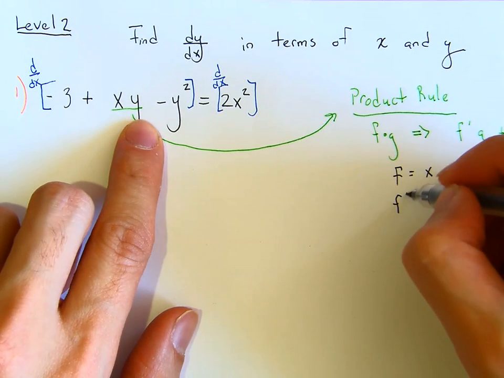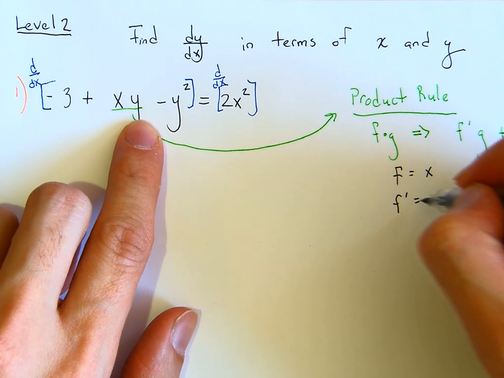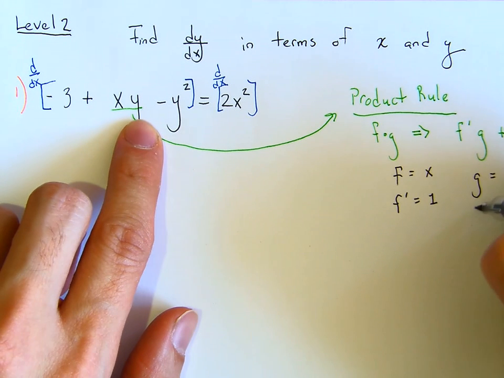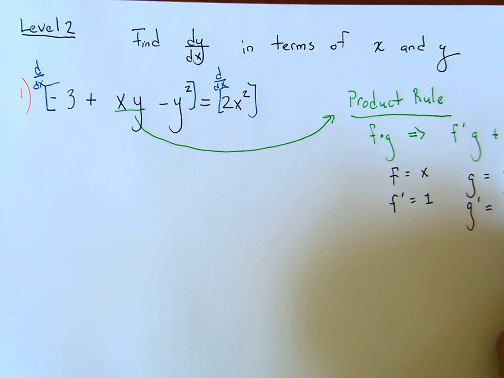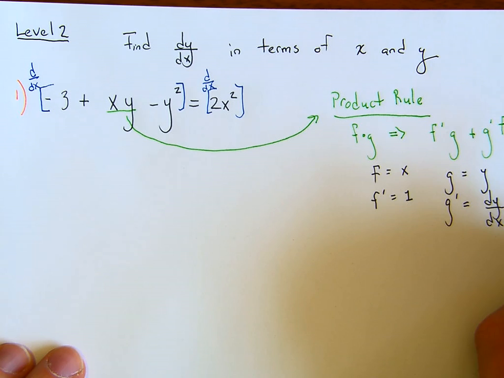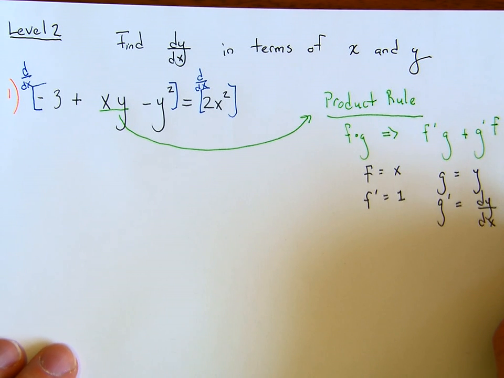What is the derivative of f? Well, that's just 1. What is the derivative of g? This is dy dx. Oh, sorry. Camera angle. Yes, there we go. Okay.